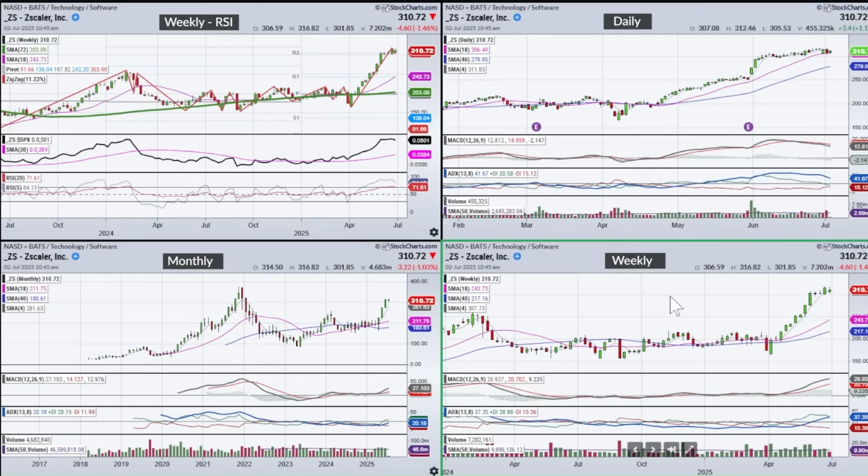Lastly, this Zscaler has been one of the better stocks. Low ADX here, low ADX here, and then we get a breakout, and it's just taken off like a rocket. It is pretty overdone in my view in the short term. I think we need some backing and filling before we get another entry set up.